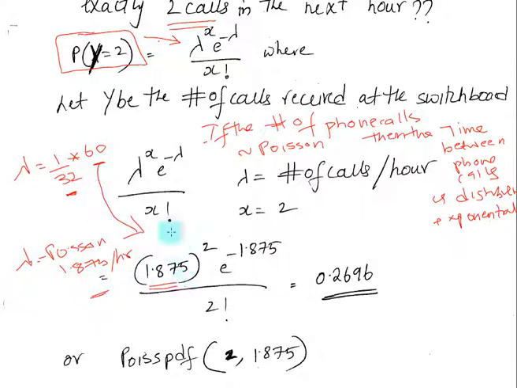calls there are per hour, and we have been asked to find the probability that y equals 2, and all we need to do is lambda raised to x e raised to negative lambda divided by x factorial. Your x or y variable, it doesn't matter, is equal to 2. So 1.875 squared multiplied by e raised to negative 1.875 divided by 2 factorial, and that happens to be 0.2696. In the next module, we'll take a quick example and solve for a normal distribution.